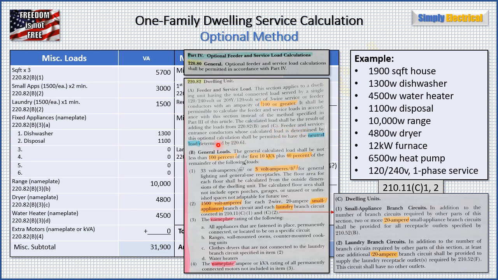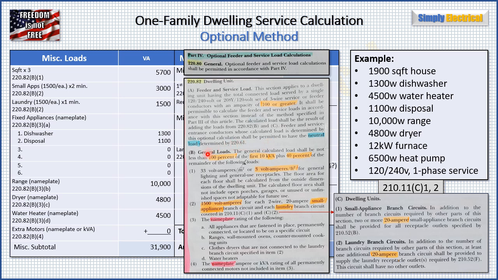Feeder and service entrance conductors whose calculated load is determined by this optional calculation shall be permitted to have the neutral load determined by 220.61. Okay, we won't be discussing the neutral load calculation in this video. I will have another video that goes over neutral load calculation for all services.